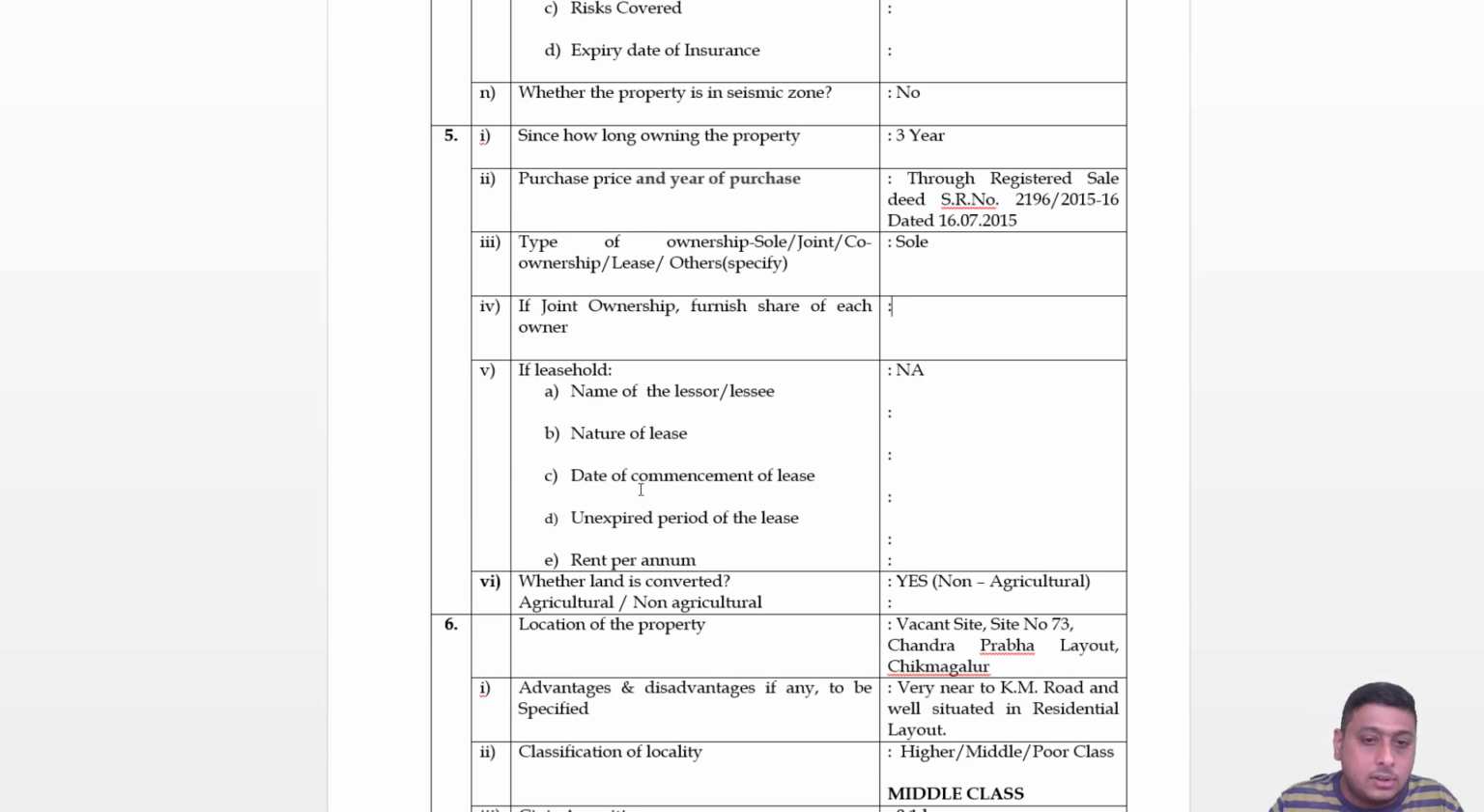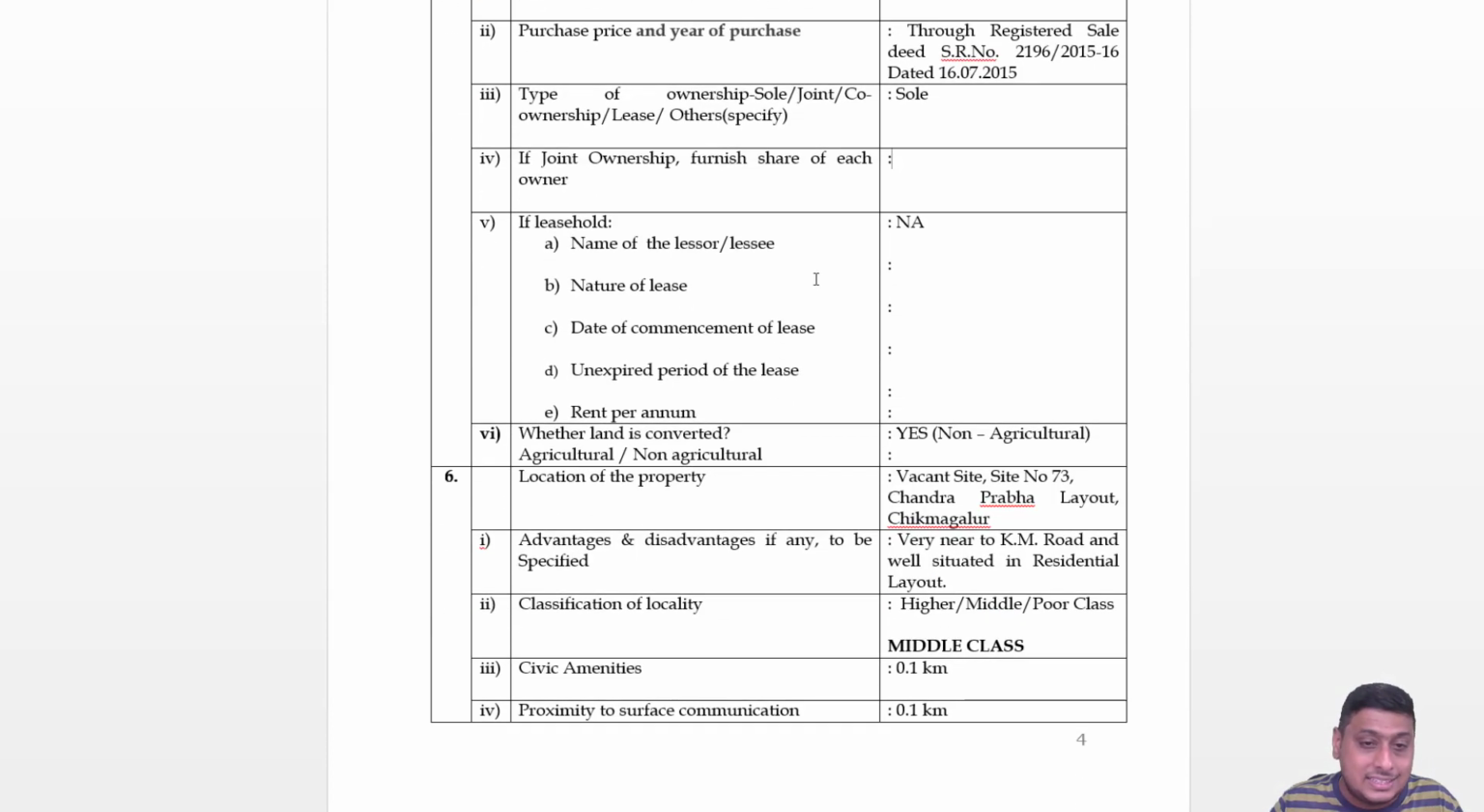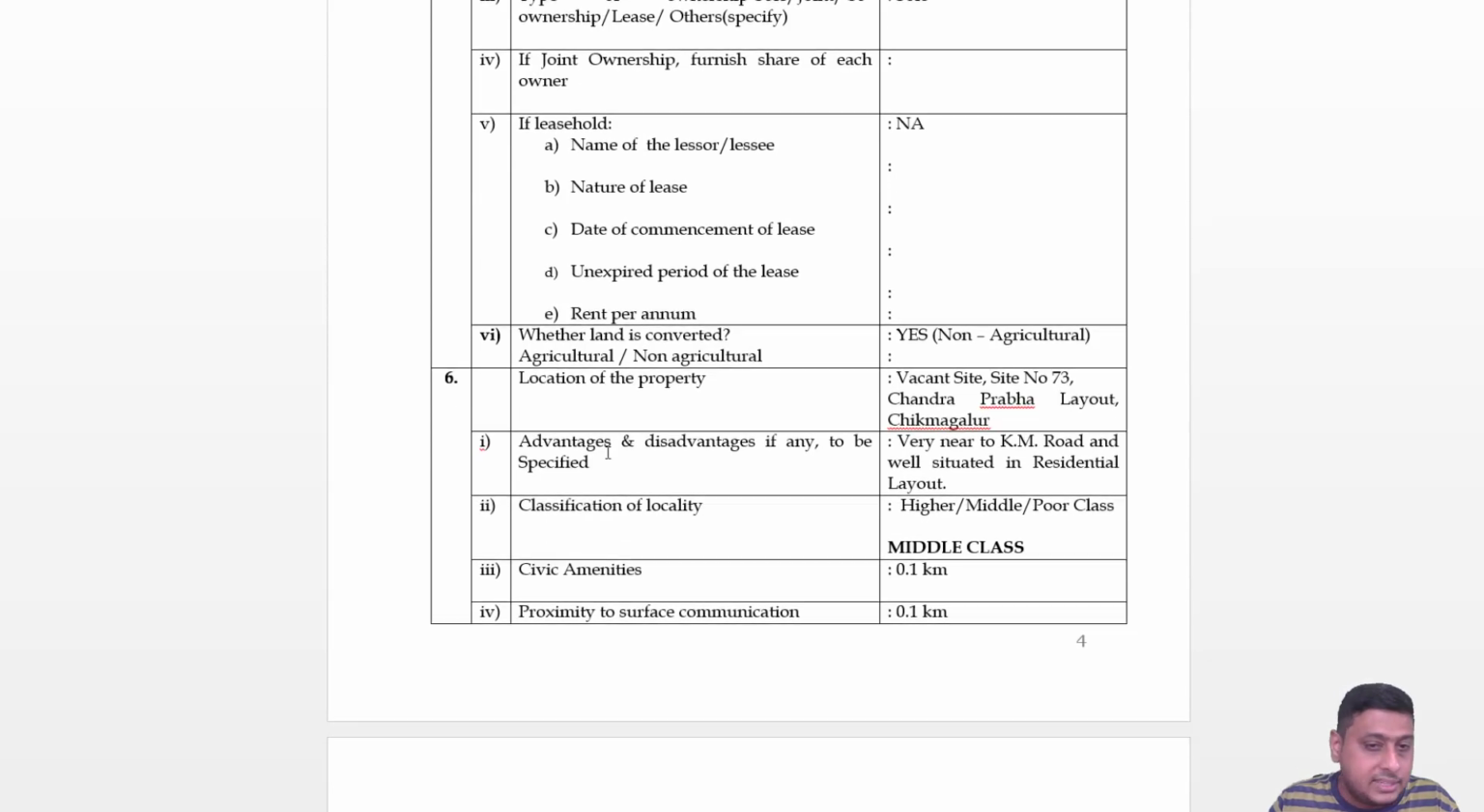Leasehold, I've already told you what the different lease categories are. Whether the land is converted, agricultural and non-agricultural. Yes, the land was converted to non-agricultural purpose, that is, to develop a layout and to construct a building on it. Okay, it has been converted. Location of the property, same thing, whatever we have mentioned upside, we are going to cut, copy, paste.